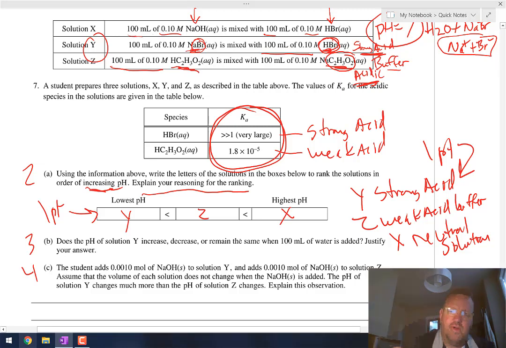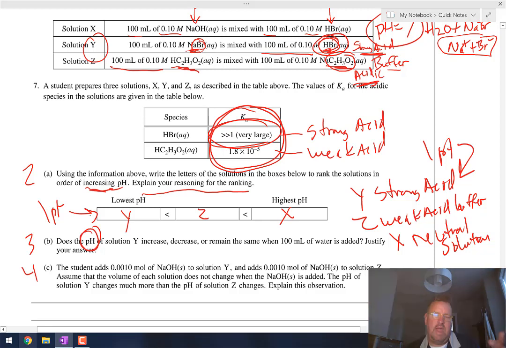However, HBr is a strong acid. It is not an equilibrium system. And so by adding some water to it, all that you're doing is you're diluting that acid. And by diluting that acid, what are you doing to the hydrogen ion concentration? Because remember, the pH is 100% based on the hydrogen ion concentration.